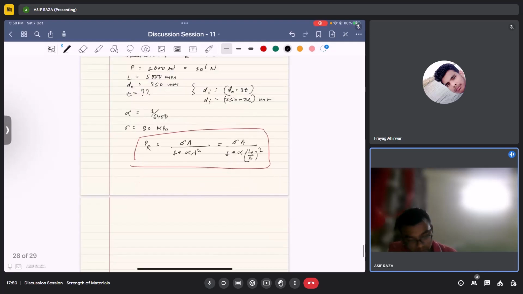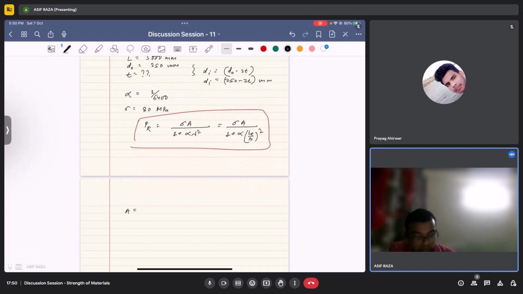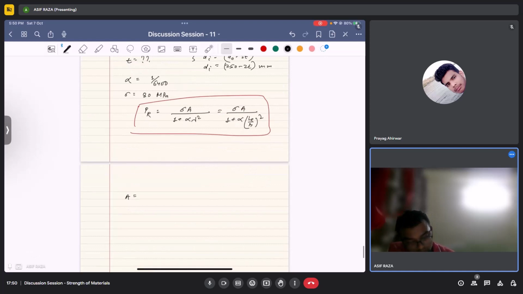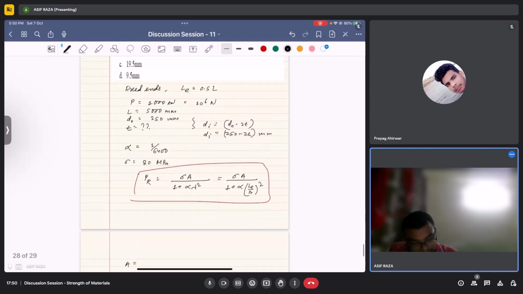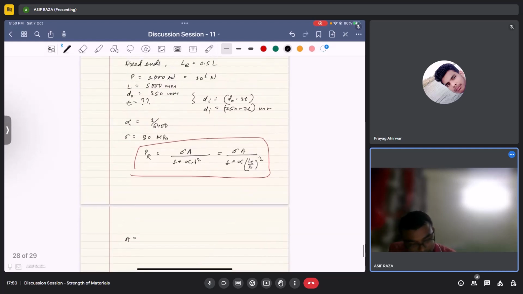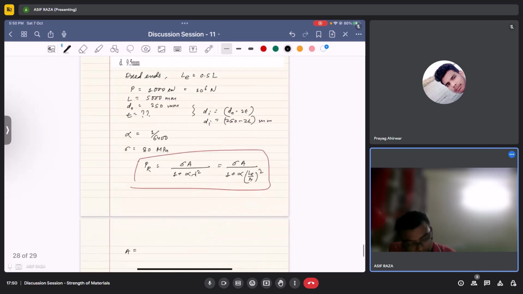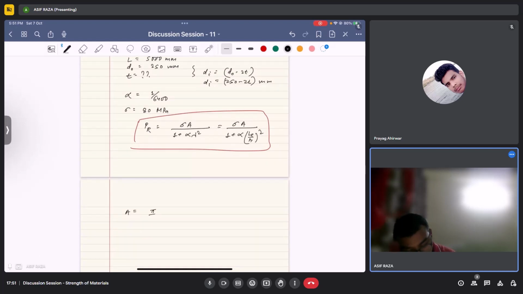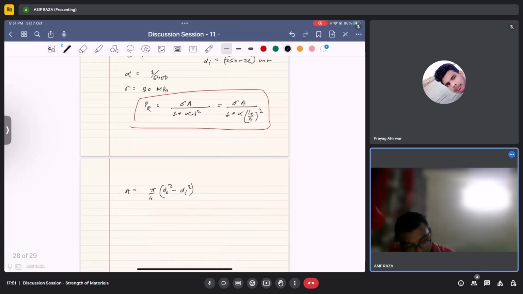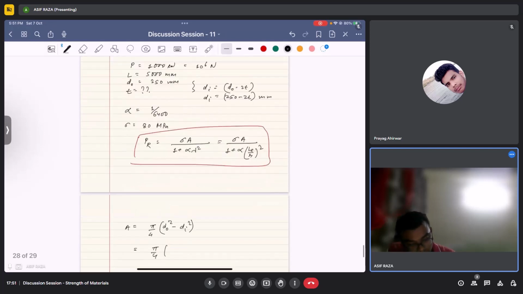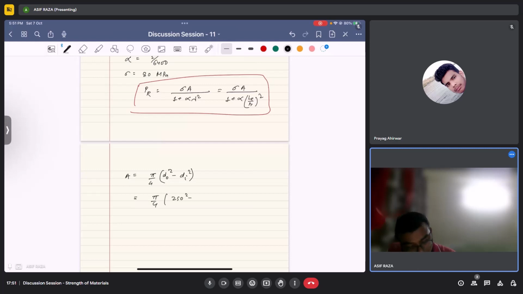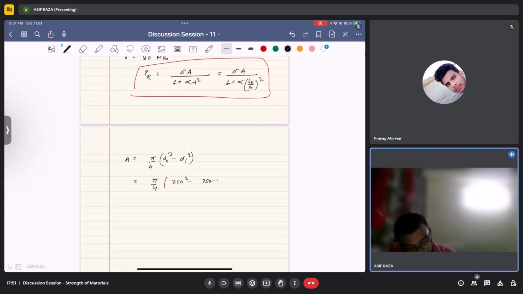To find this, first let us find A. A is pi by 4 t naught to the power 4 minus t naught square minus di square, and this will come out to be pi by 4 d naught square, that is 250 square minus di, that is 250 minus 2t square. Okay, this is my area.